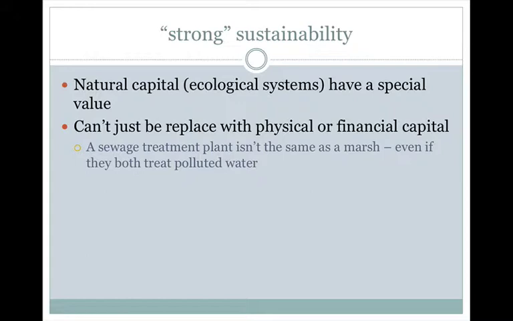In the strong sustainability argument, the marsh would have other values related to biodiversity and ecosystem integrity that aren't represented by just having the sewage treatment plant. So this is one of the reasons why we do focus so much on having natural capital in the definition of sustainability. But again, in this example, we're just looking at a simple natural resource and a growth and harvest.